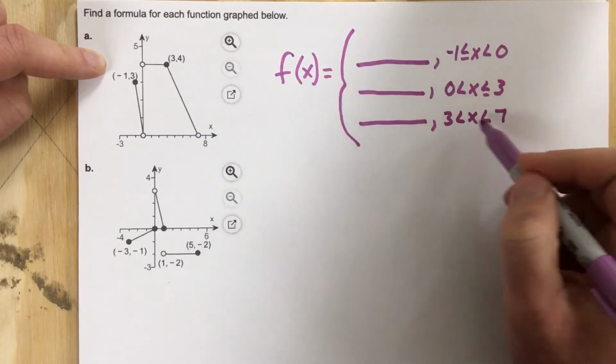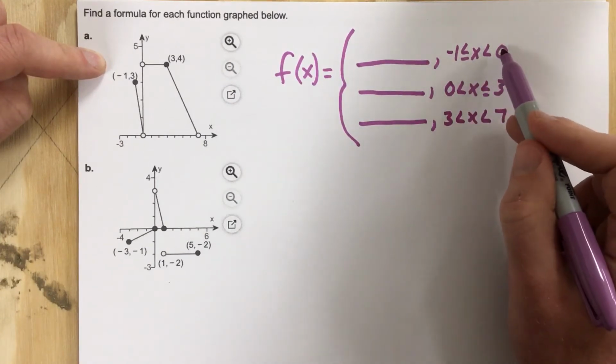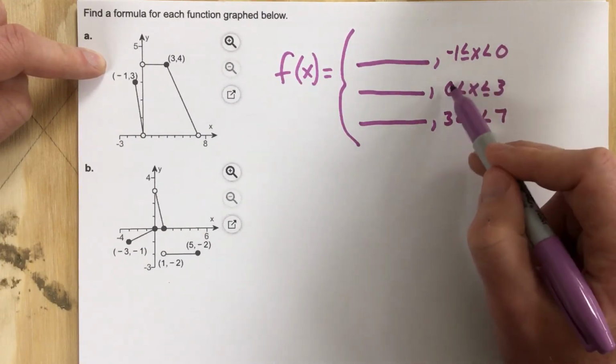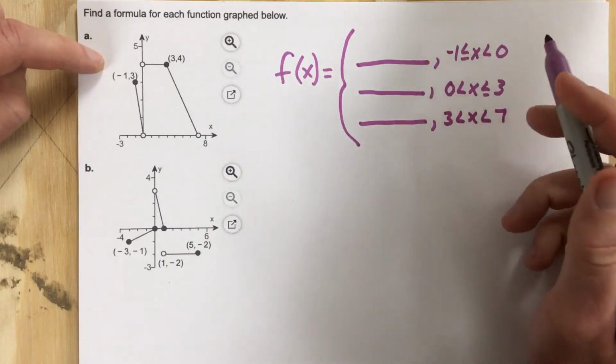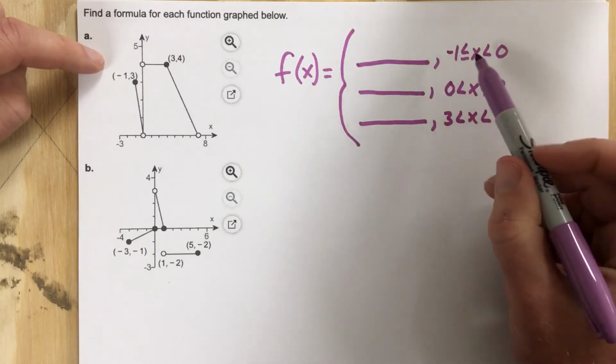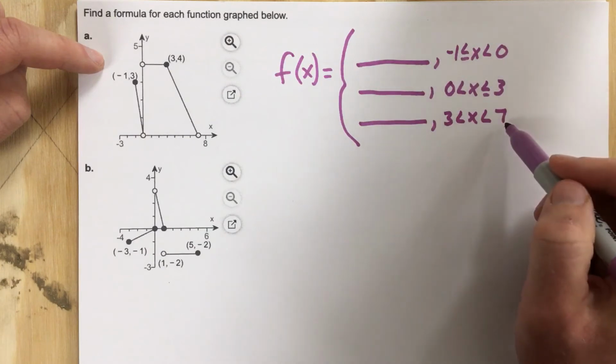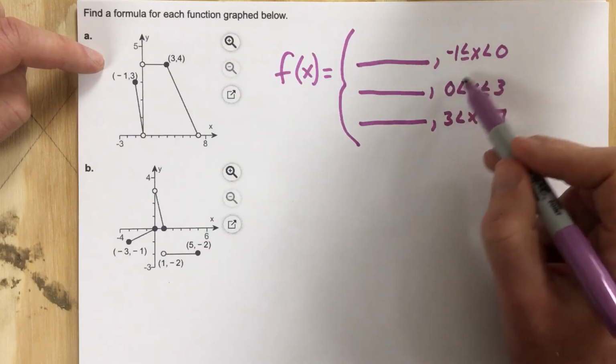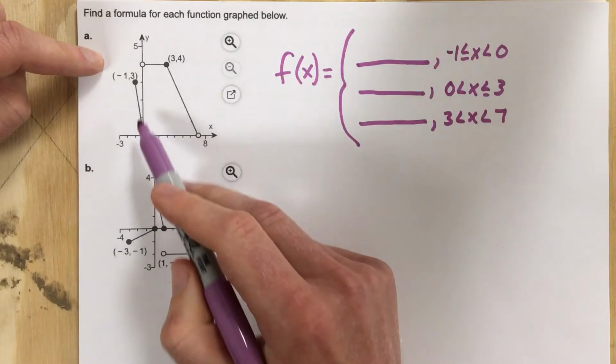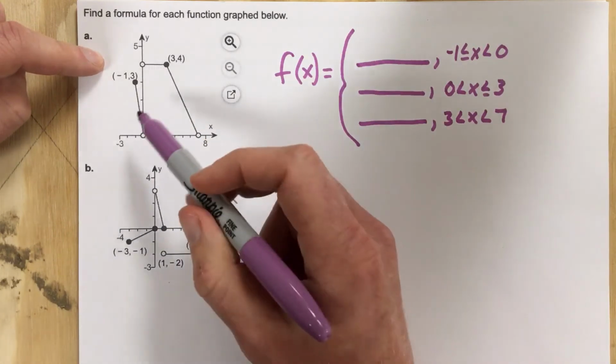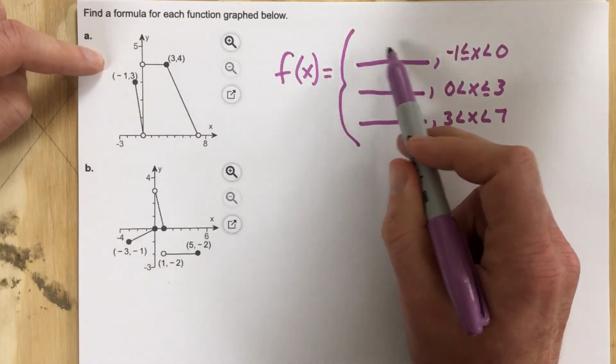So now I have the domains. Now you'll notice that 0 is not defined for this function. So if you were to be asked what's the domain of the function, you could not just say -1 to 7 because 0 is missing. It's kind of like a hole in the function because it's not defined in either spot. Let's go ahead and write the function piece for the first one.